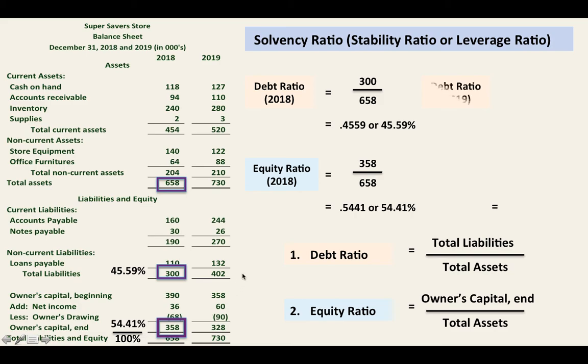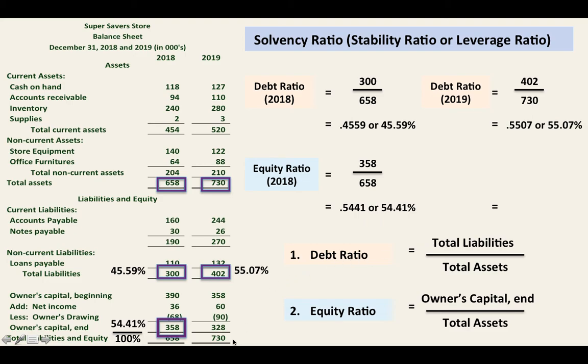Okay? So for 2019, we will do the same. So here we are going to get what is the percentage of the debt in relation to total assets. So the debt ratio for 2019 is equivalent to 55.07%. Okay? If you are doing the mathematical calculation, you will get the decimal. So you need to translate that to percentage by moving the decimal point 2 places to the right.